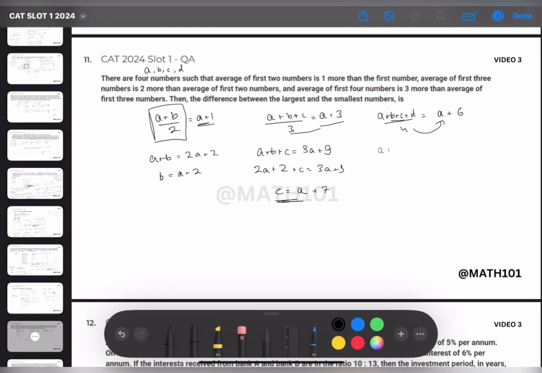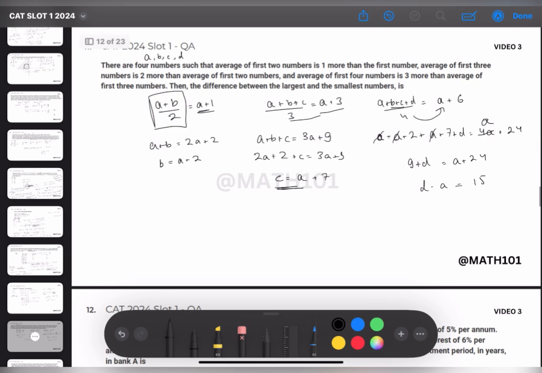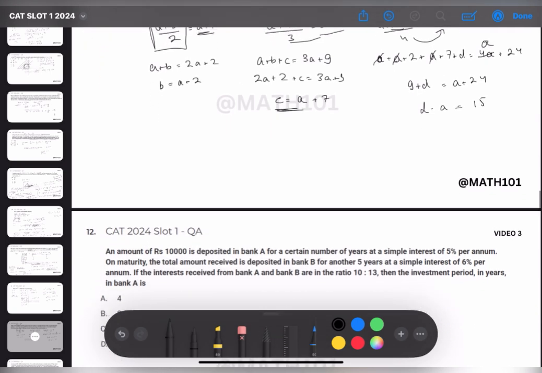A plus B is a plus 2, plus C is a plus 7, plus D equals 4a plus 24. A gets cancelled. We get a here. So 9 plus D equals a plus 24. D minus a equals 15. D indeed is the largest number. a plus 2, a plus 7, and a plus 15 are the 4 numbers. So the answer is 15.